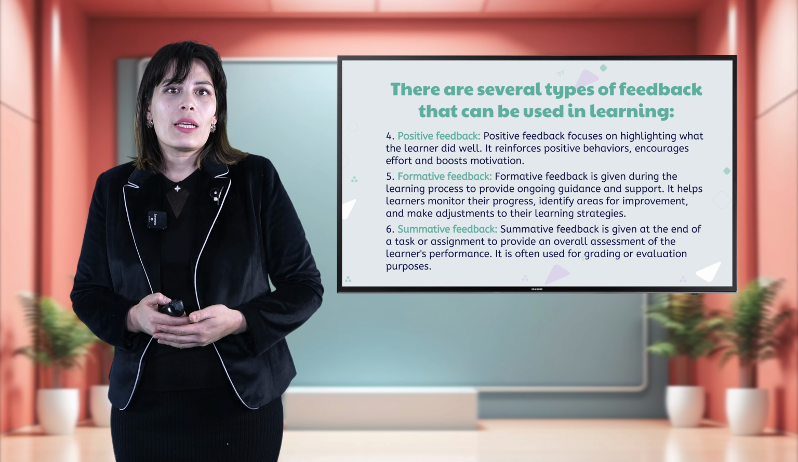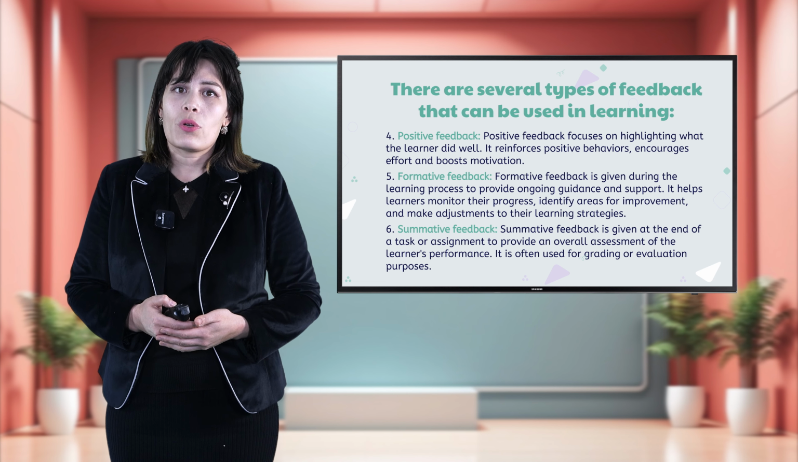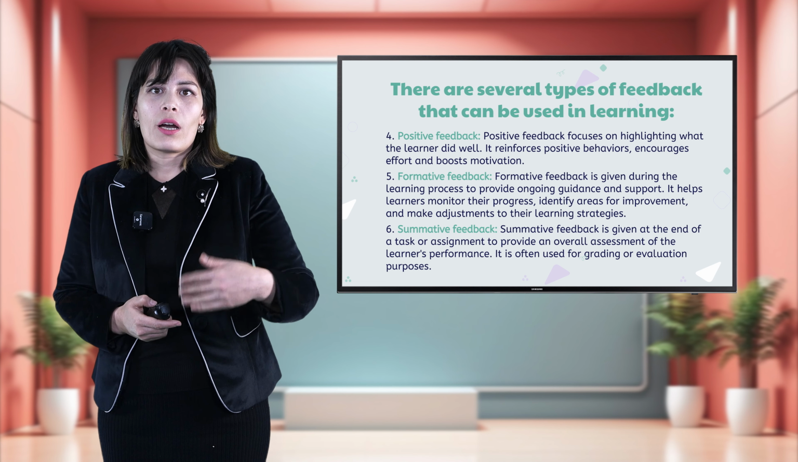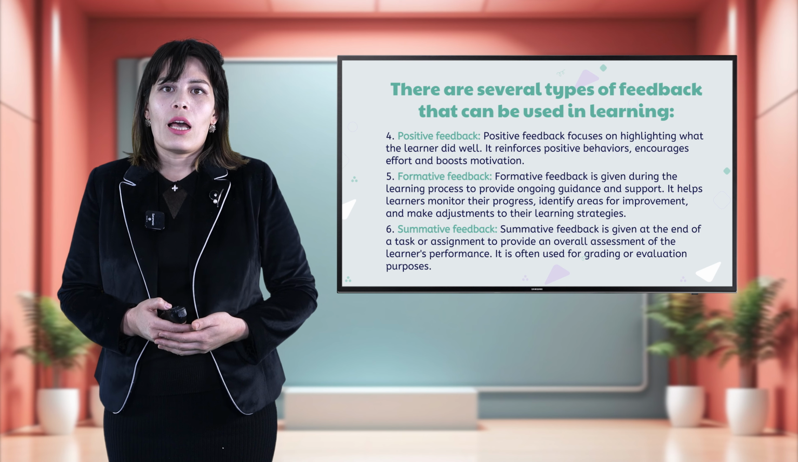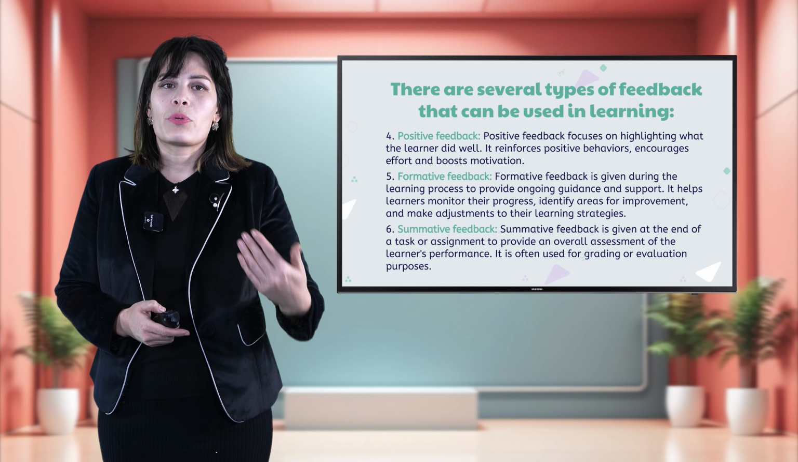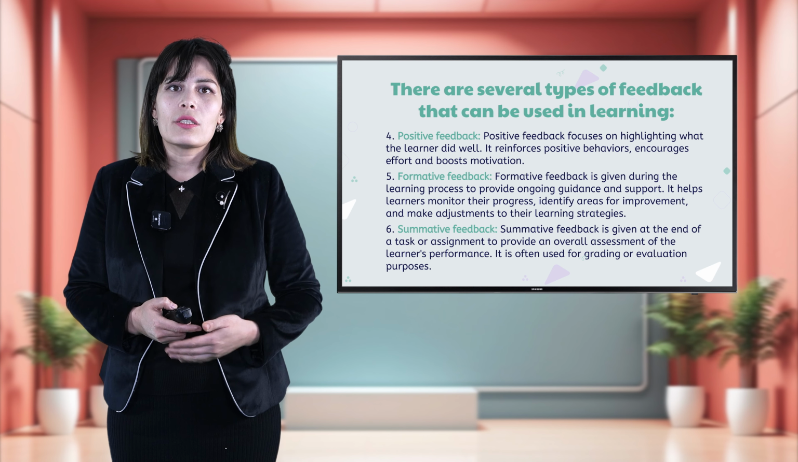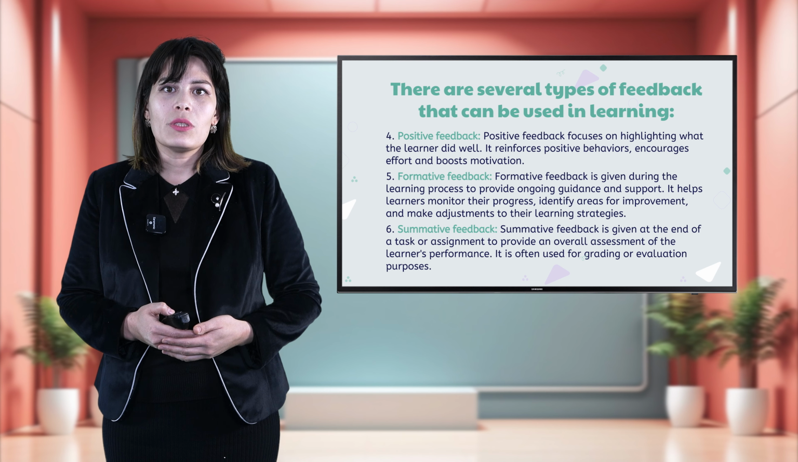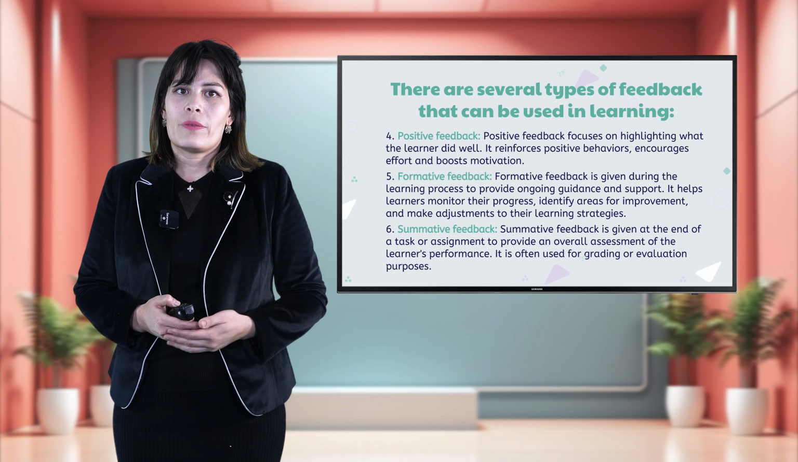So formative feedback is given during the learning process to provide ongoing guidance and support. It helps learners monitor their progress, identify areas for improvement, and make adjustments to their learning strategies. And the last one is summative feedback. So summative feedback is given at the end of a task or assignment to provide an overall assessment of the learner's performance. It's often used for grading or evaluation purposes.